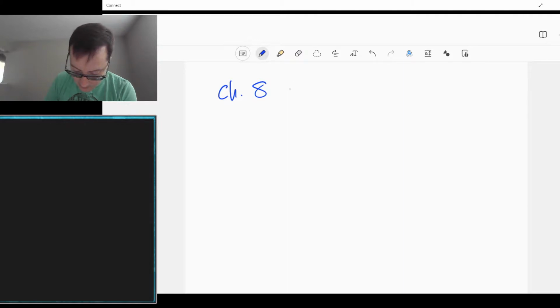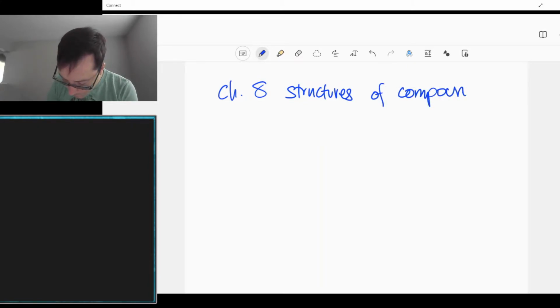So this is going to be structures of compounds. The first thing we're going to look at is ionic bonds, and then we're going to spend the majority of our time on covalent bonds. We have a lot more to talk about with covalent bonds, and there are also far more covalent compounds than ionic ones, so it's a bit more important, suffice it to say.